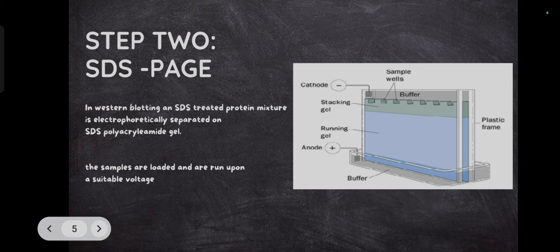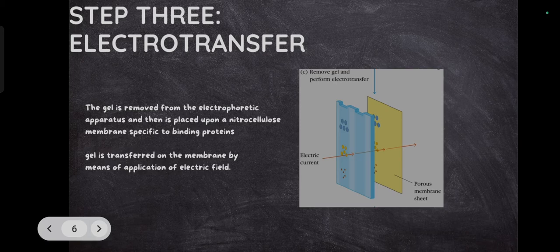The gel post electrophoresis is removed, and then the electrotransfer of the electrophoresed protein components is done onto a porous membrane sheet, which is mostly nitrocellulose membrane. The nitrocellulose membrane receives these proteins from the gel by means of application of an electric field.